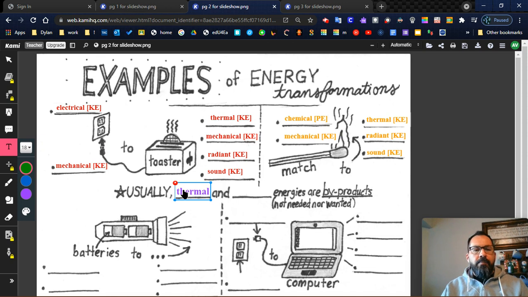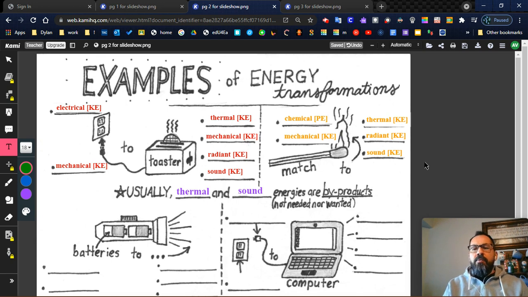Now, the second type of energy we usually don't want is sound. Normally, when we do things, we want it to be quiet. We don't want a loud dishwasher. We don't want a loud washing machine. So sound is sometimes considered a byproduct energy too.